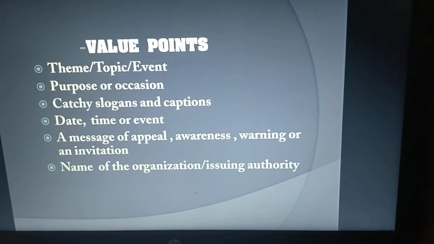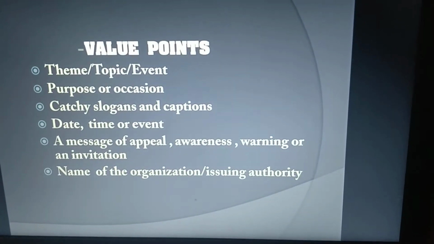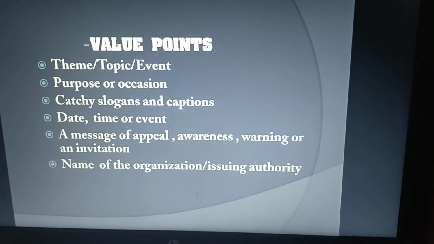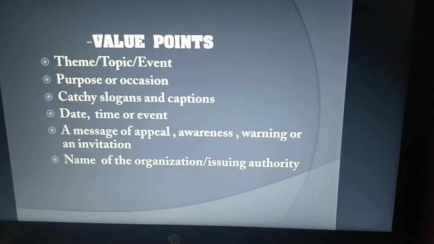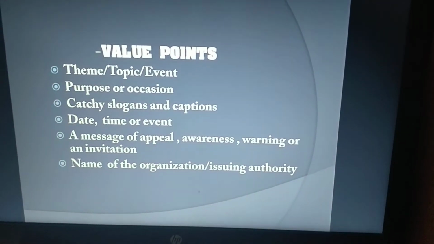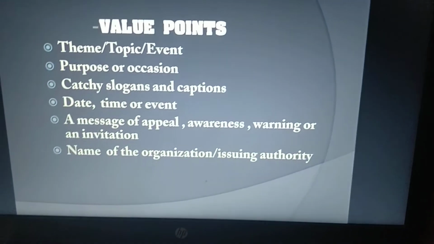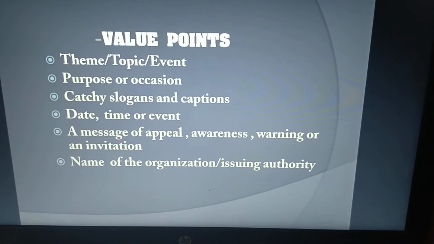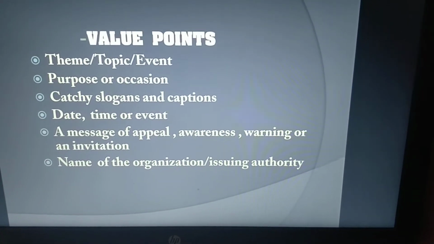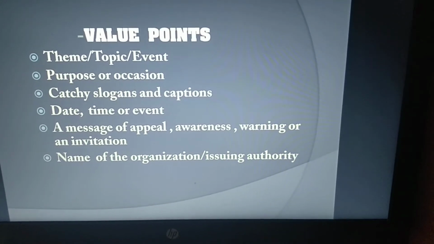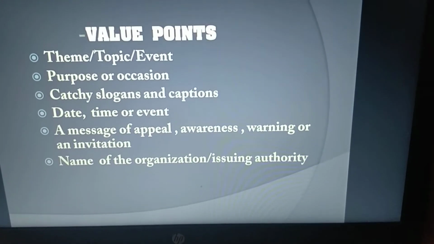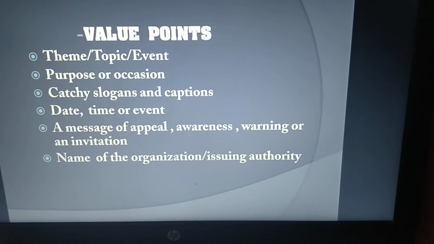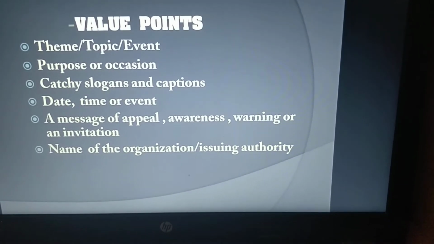Now starting with the posters first, I would like to share all the value points. You can note down all these points in your registers, which are to be incorporated or kept in consideration while drafting or designing a poster. The first and foremost is the theme or the topic or the event on which the poster is to be made. Second, purpose or the occasion.